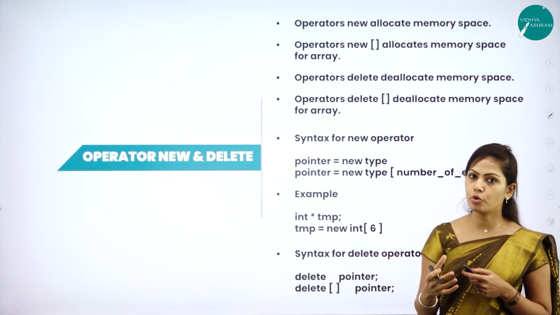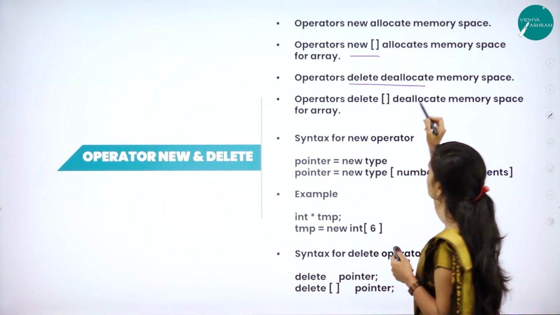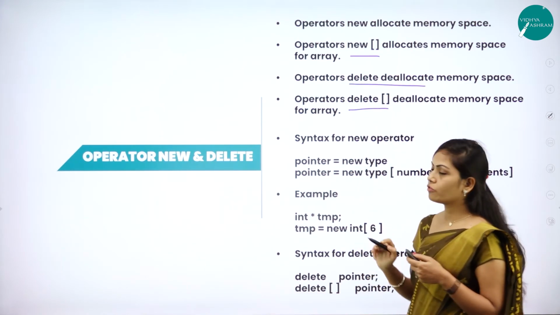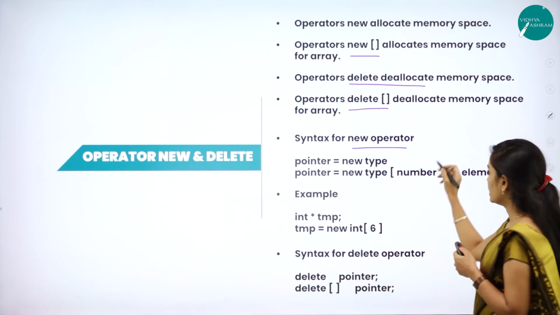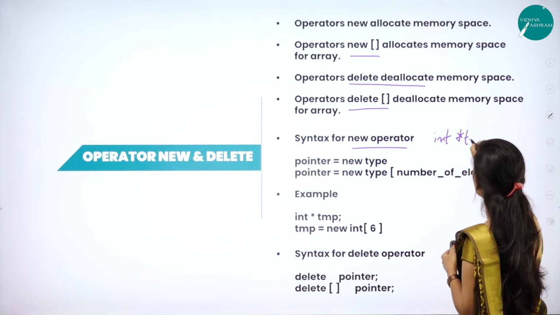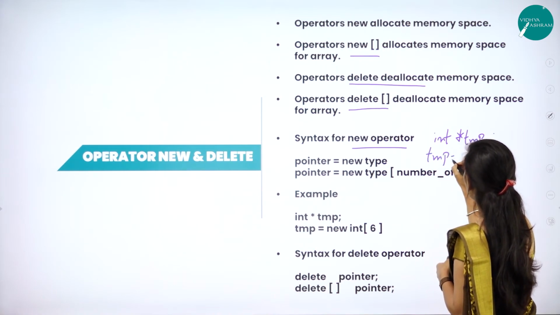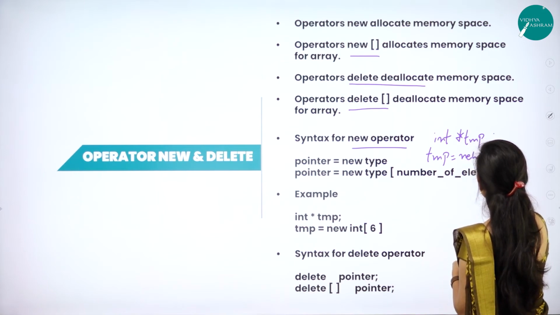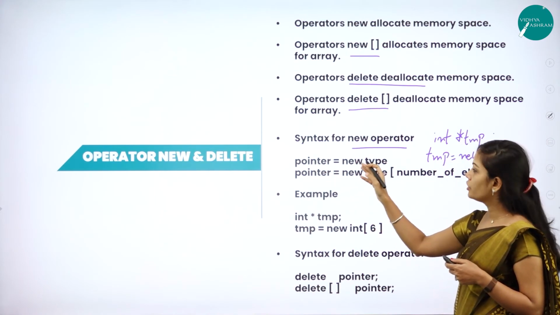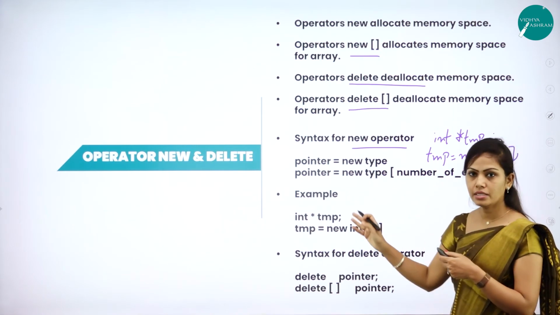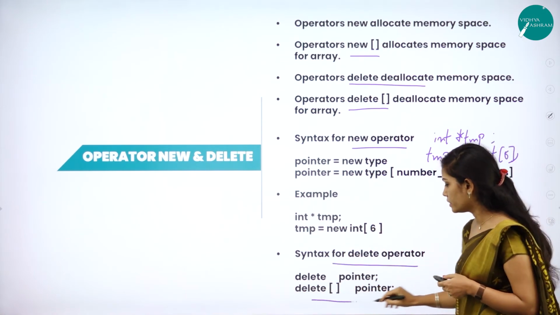New means it's allocating a memory space, that is, the operator is new. It allocates a memory space for an array, and delete deallocates a memory space for an array. The operator is delete. So what is the syntax for the new operator? Pointer is equal to new type and number of elements. Example, int star temp, temporary variable temp, is equal to new int of 5. So this is the syntax for the new operator, and this is the example for allocating a memory space for an array. And this is the syntax for the delete operator, delete pointer.